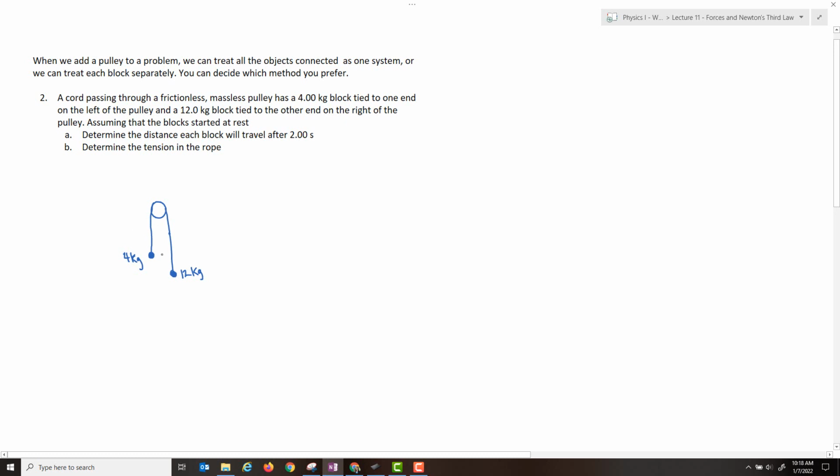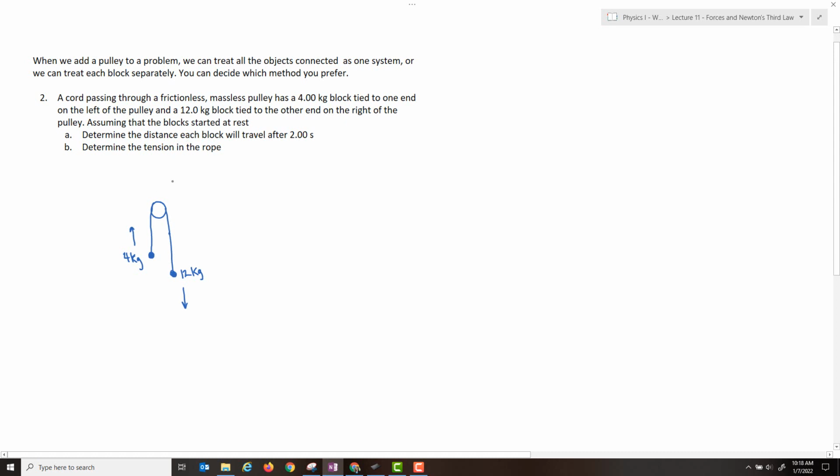Okay, so the 12 kilogram block is heavier, so it's going to travel downwards, and the 4 kilogram block is lighter, so it's going to travel upwards. And the distance that the 4 kilogram block travels up will be the same distance as the 12 kilogram block travels down. So we're just trying to find that distance. It's the same distance for each block.